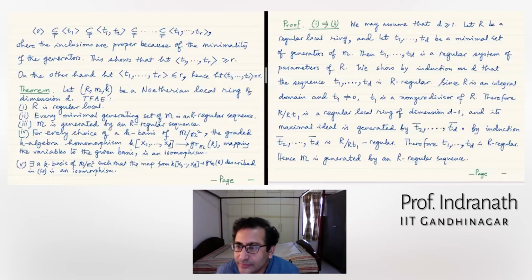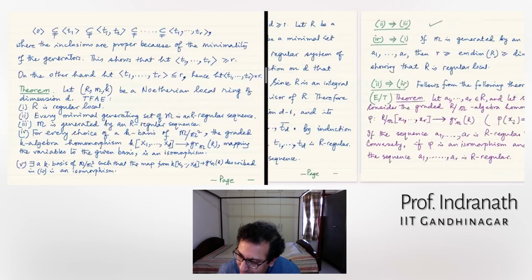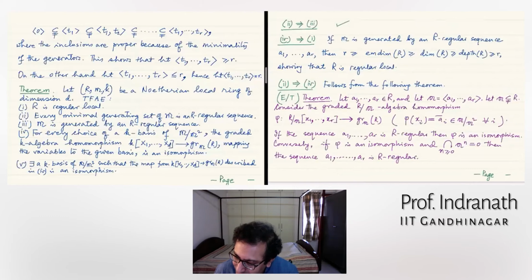No? Okay. So how about 2 implies 3? Given that every minimal generating set is an R regular sequence, M is generated by an R regular sequence, so nothing to do. So we prove now 4 implies 1.